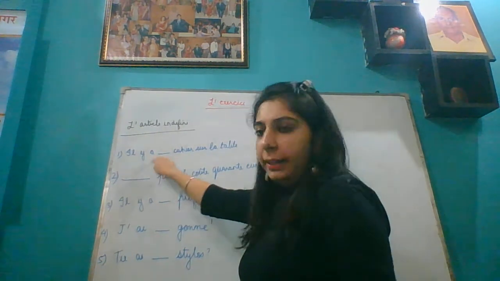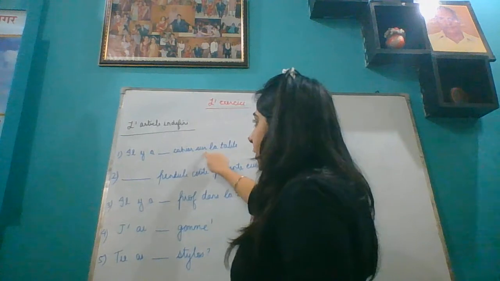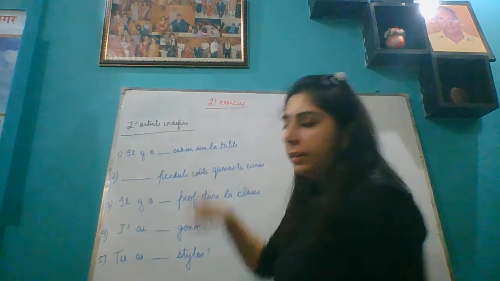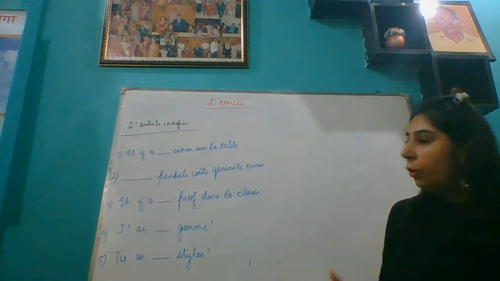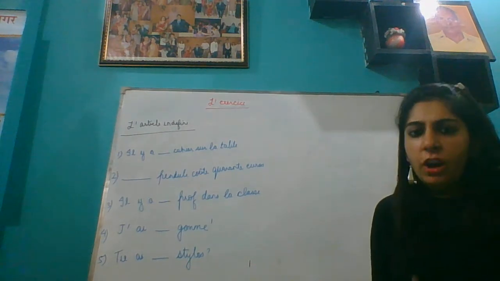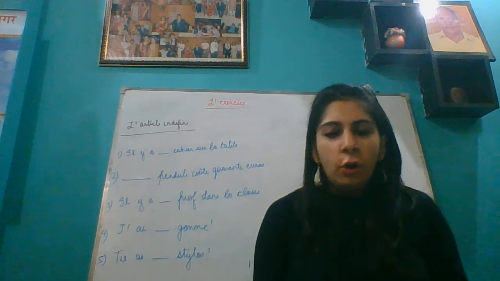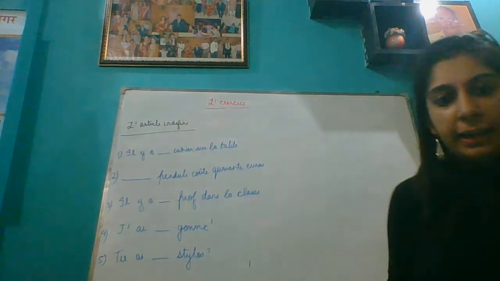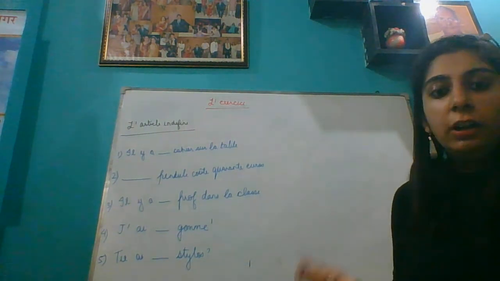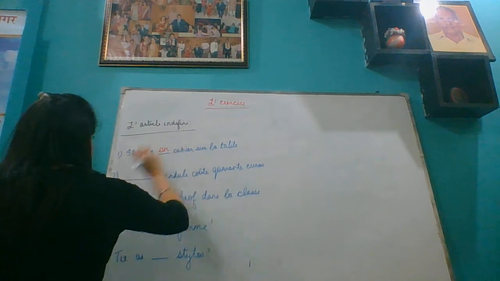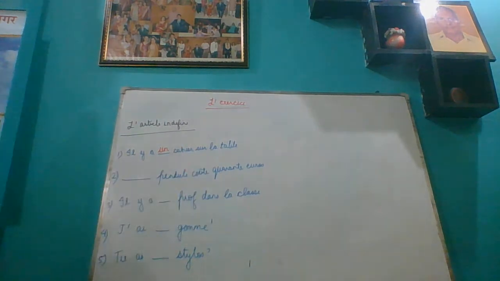Il y a dash cahier sur la table. There is dash notebook on the table. So if you see, cahier is ending with R, so we will be using the indefinite article that is masculine. So the article with masculine is un. Il y a un cahier sur la table.